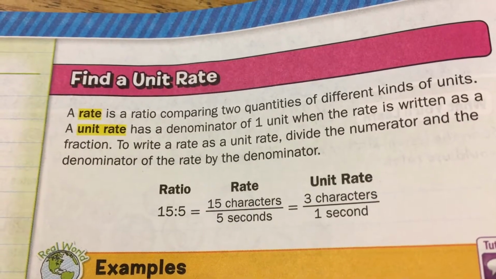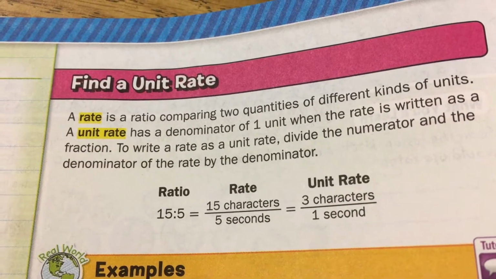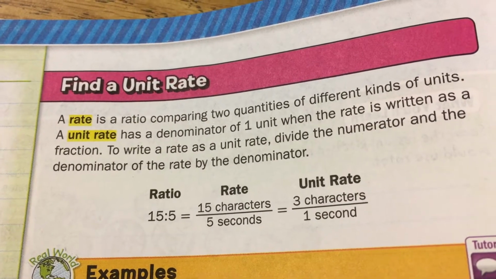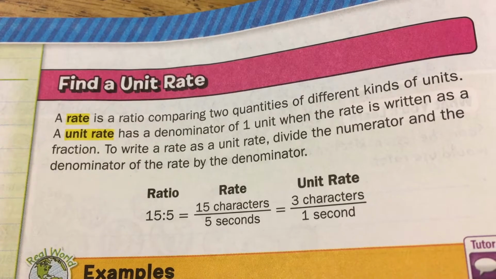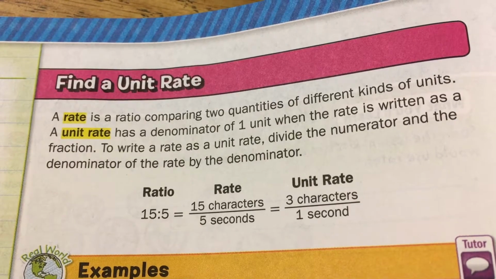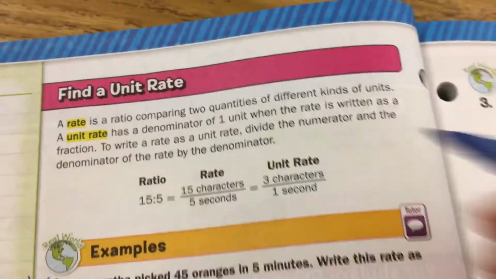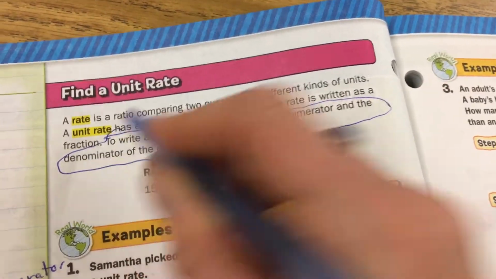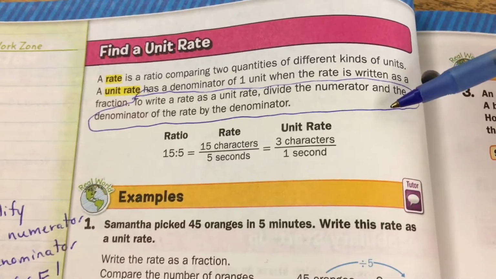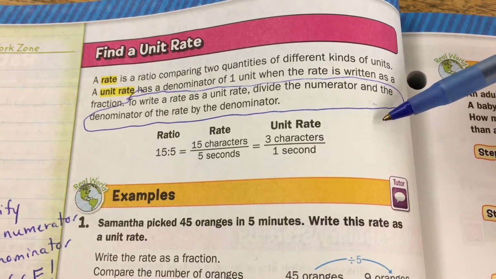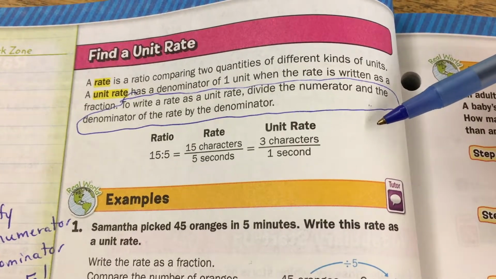So let's go over this again. A rate is a ratio comparing two quantities of different kinds of units. A unit rate has a denominator of 1 unit when the rate is written as a fraction. So, to write a rate as a unit rate, divide the numerator and the denominator of the rate by the denominator. Go ahead and circle this last sentence. You might use that when we write our reflection in our math learning journal later. To write a rate as a unit rate, divide the numerator and denominator of the rate by the denominator.